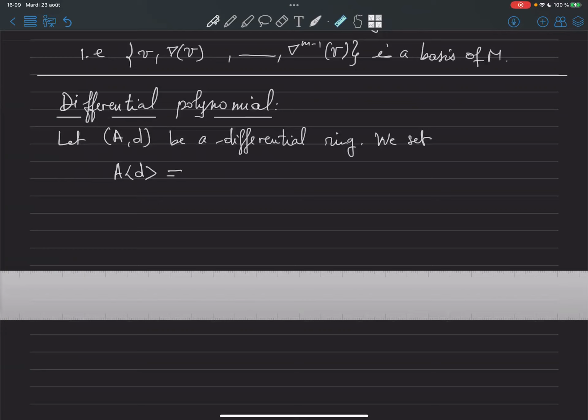In the literature, you can find that it is also called the ring of twisted polynomials.